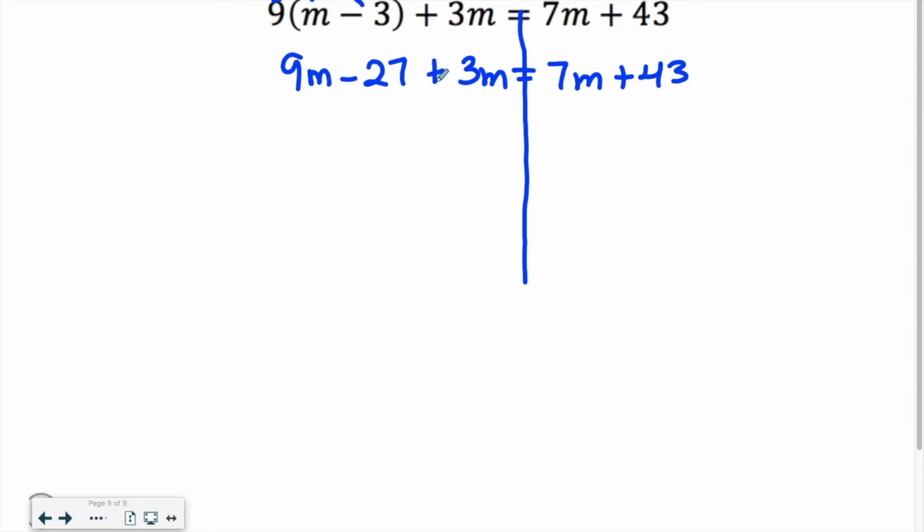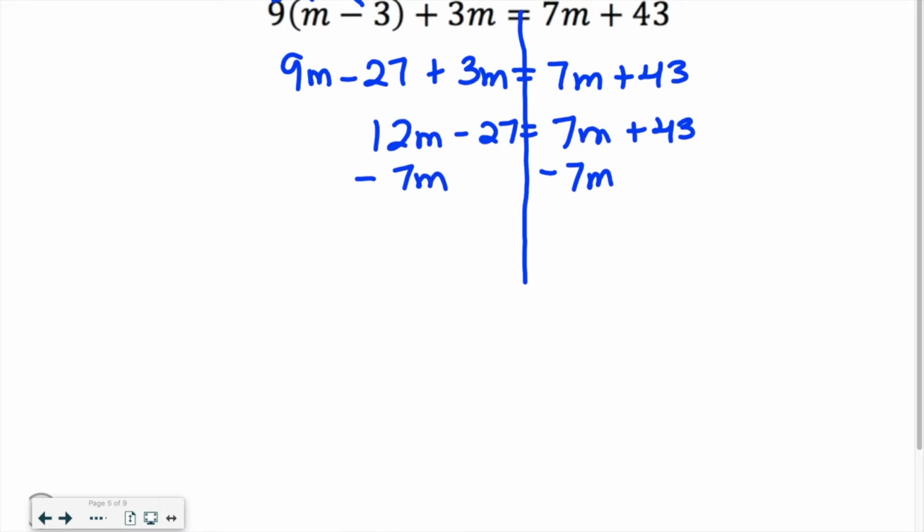Then we're going to combine anything we can. So this is a 9m plus a 3m, which is 12m, minus 27, because we didn't do anything with that yet, equals 7m plus 43. So I'm going to subtract the 7m because that's smaller, so it can keep our m positive. So this cancels out, leaving you with 43. And 12 minus 7 is 5m minus 27.